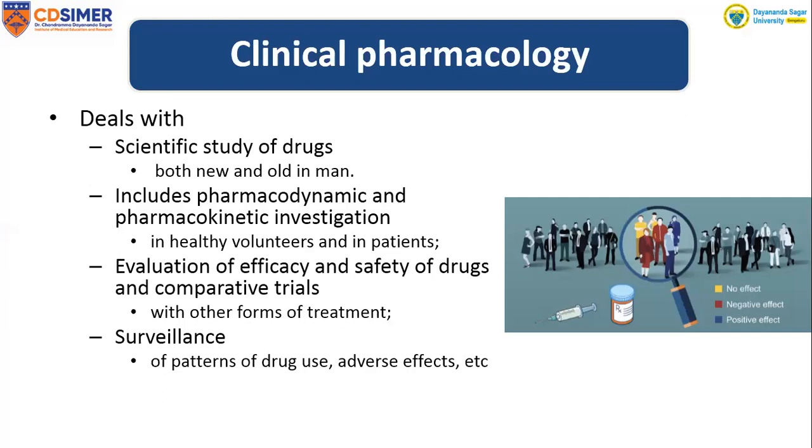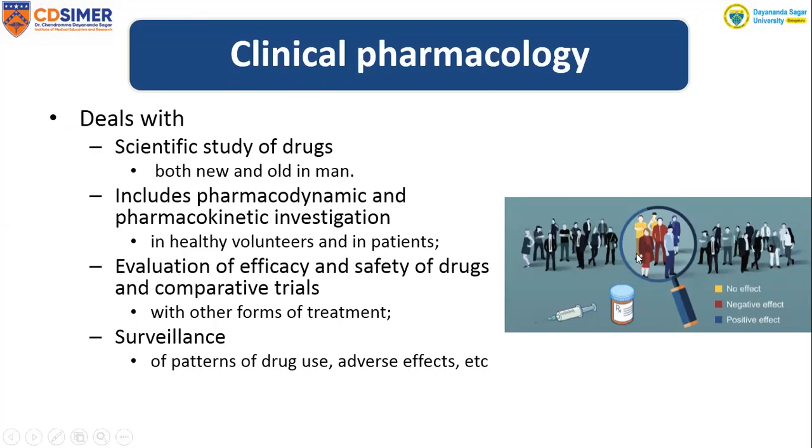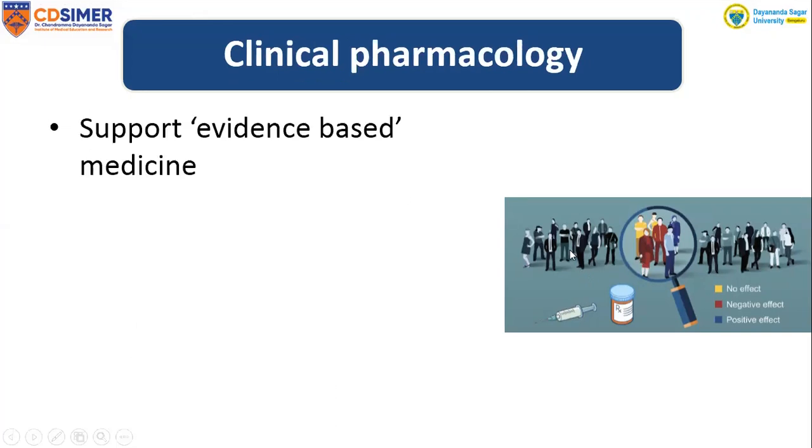Clinical pharmacology can also be done through surveillance, like pharmacovigilance. Pharmacovigilance is a kind of surveillance. We do surveillance of adverse drug reactions of drugs which are already marketed, and also of the pattern of use: which is the most commonly used drug, which is the most commonly used dose, what kind of population, whether it is used in males or females, or for which indication. Like this, we can do surveillance of whatever drugs are used in the market.